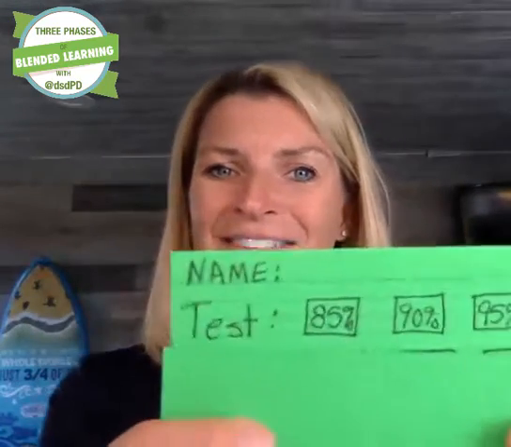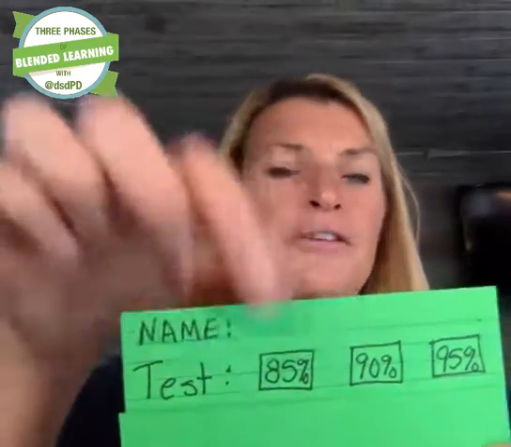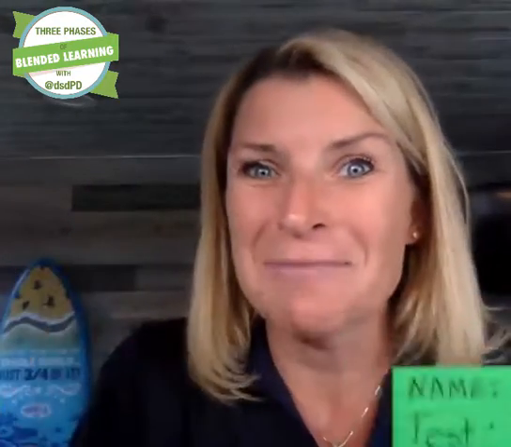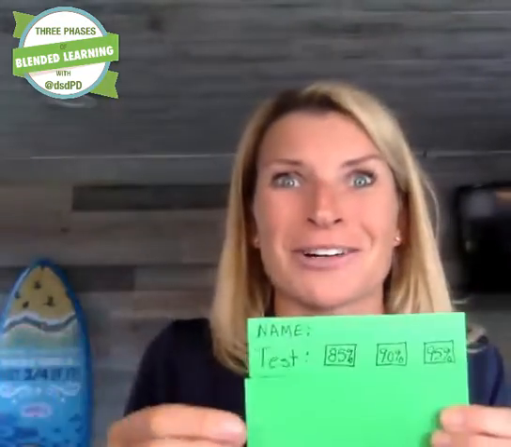All right? So this is what it looks like. When the students come back after the 3rd week, they're going to have their tests that look like this. Their first test was 85, their second was 90, and their third test was 95. Wouldn't that be amazing? I would love it if everybody progressed that way.